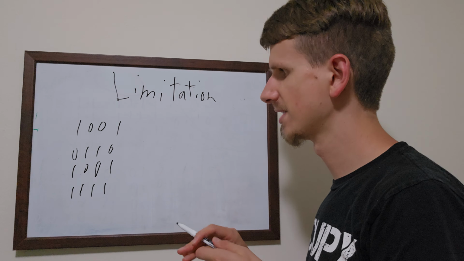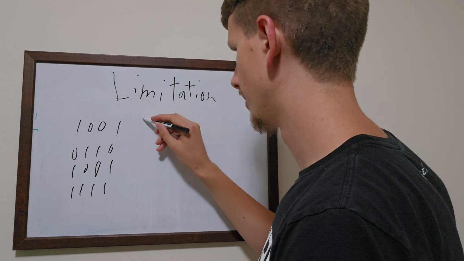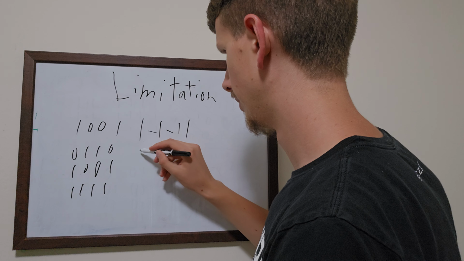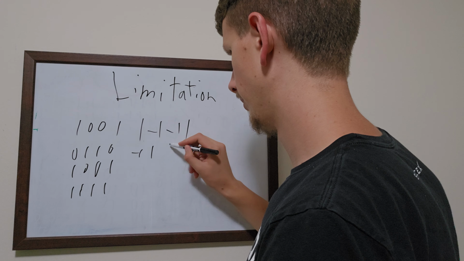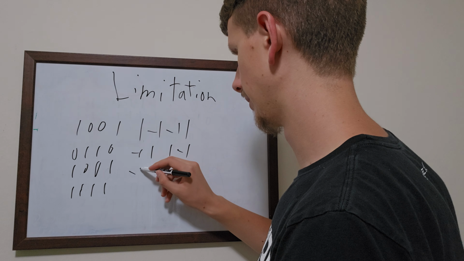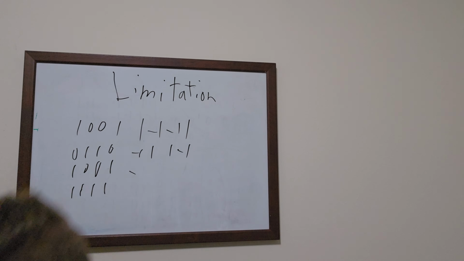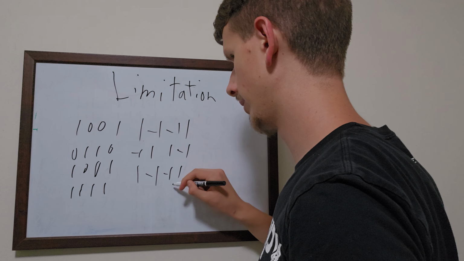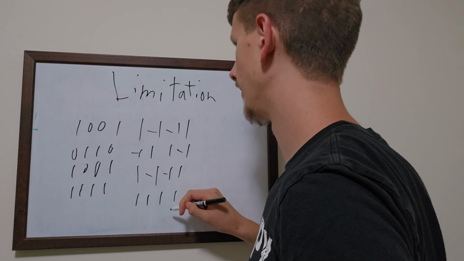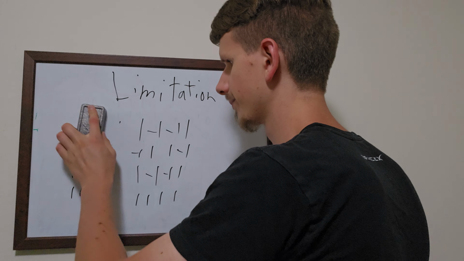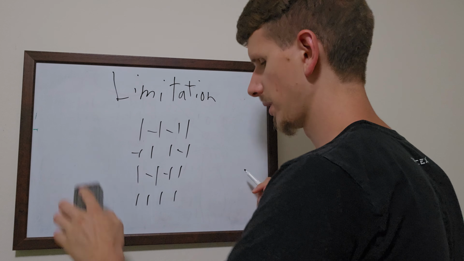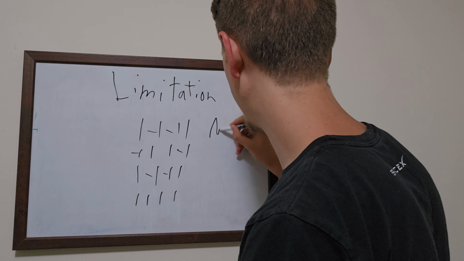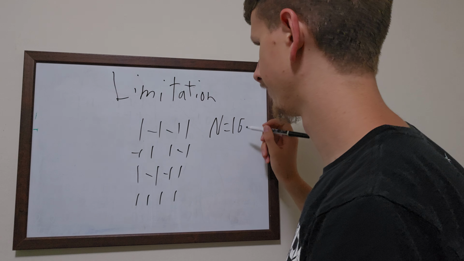I made a mistake here. It's not ones and zeros, it's ones and negative ones. So 1, negative 1, negative 1, 1, negative 1, 1, 1, negative 1, 1, negative 1, negative 1, 1, and then 1, 1, 1, 1. Anyhow, so he had this value n, and what n is equal to in this case is n equals 16.